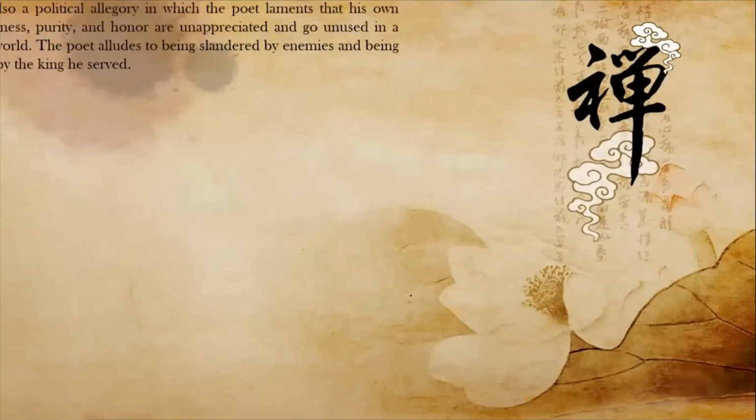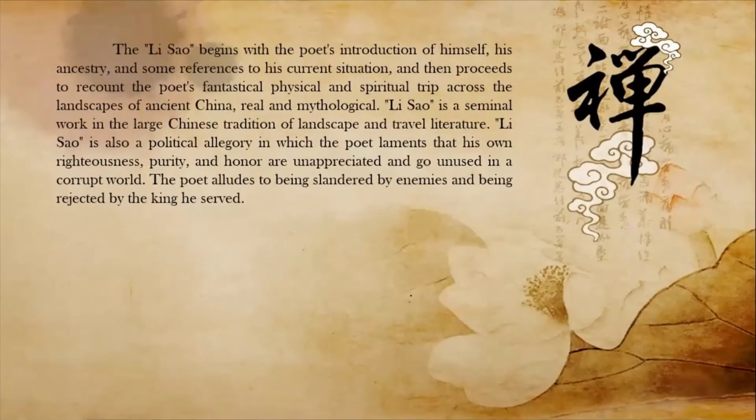The Li Sao begins with the poet's introduction to himself, and some references to his current situation, and then proceeds to recount the poet's fantastical, physical, and spiritual trip across the landscapes of ancient China, real and mythological. Li Sao is a seminal work in the large Chinese tradition of landscape and travel literature.